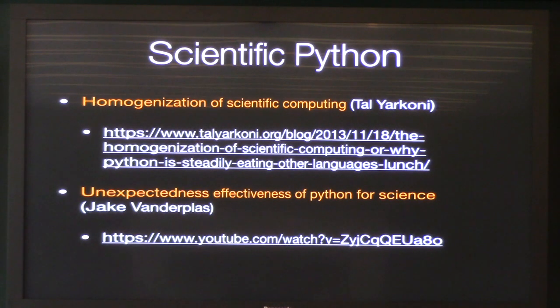So one, this was 5 years ago, by Tyler Coney. He wrote a blog post about exactly what I'm talking about, this homogenization of scientific computing, so how he streamlined his whole computing stack into basically Python. Jake Vanderplas gave a keynote at PyCon recently about the unexpected effectiveness of Python for science. These slides are on the GitHub, so you can click the links later if you want to come back to it. And there are many, many others with different types of examples of this.